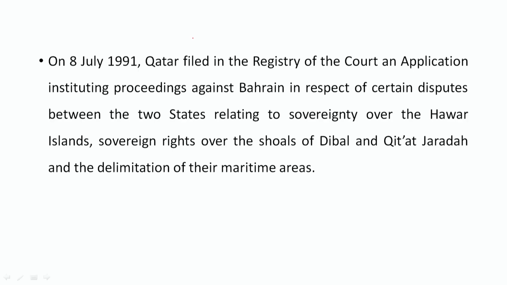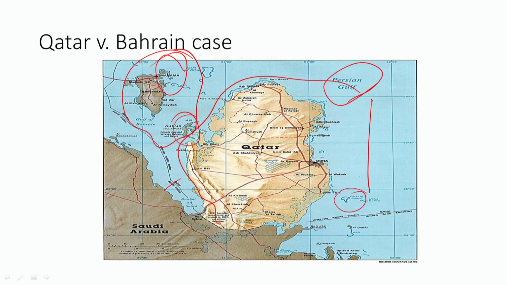Now firstly the most important here is sovereignty over the Hawar Islands. Now where are the Hawar Islands? Let's see this. The main island of Bahrain is here and this is the mainland area of Qatar. In the last lecture, I was discussing that it is not necessary that if an archipelago or an island is closer to a particular country, it will be considered as belonging to that country. That fact needs to be decided or deduced based on historical control, or geomorphological connections or geographical connections. So that will finally be the determining factor.